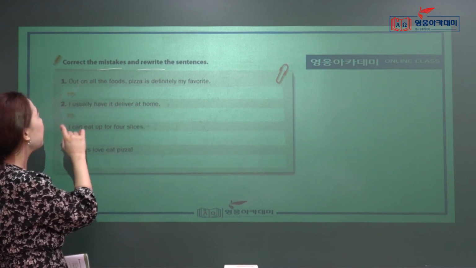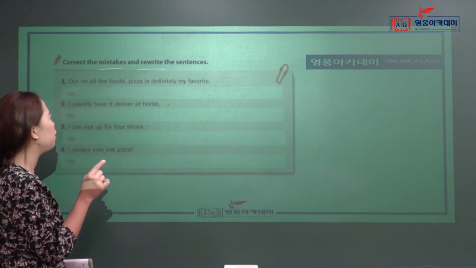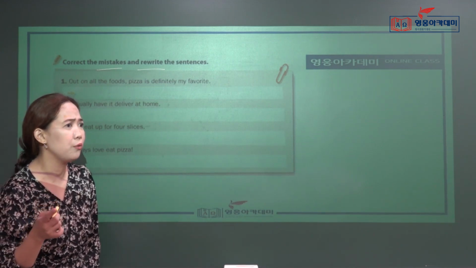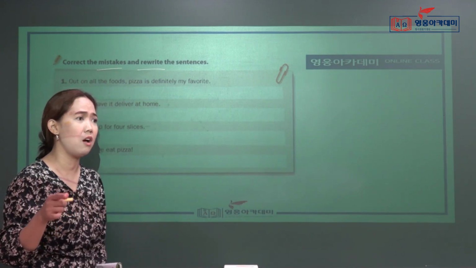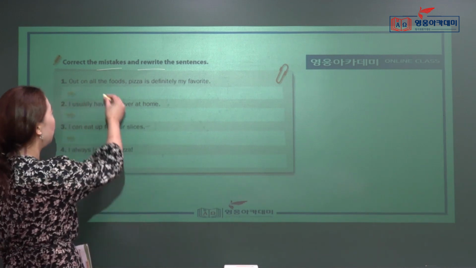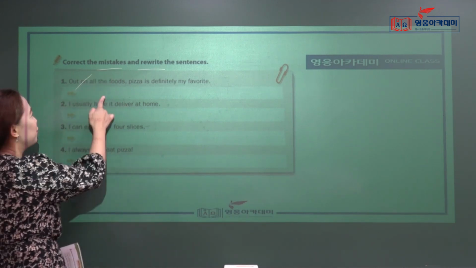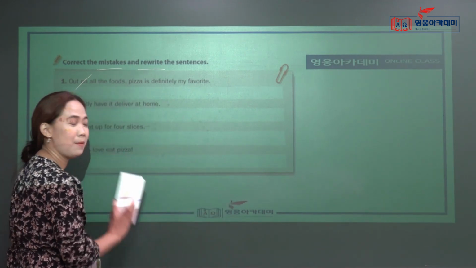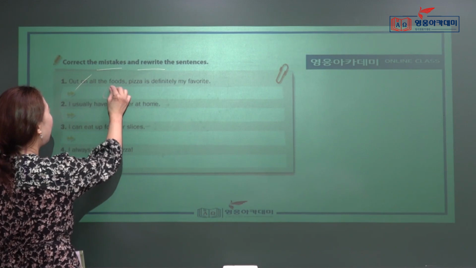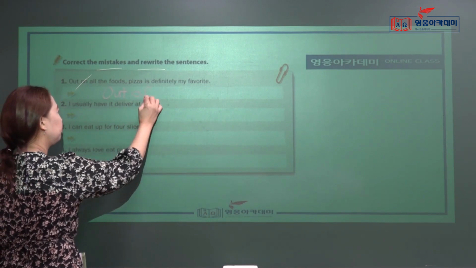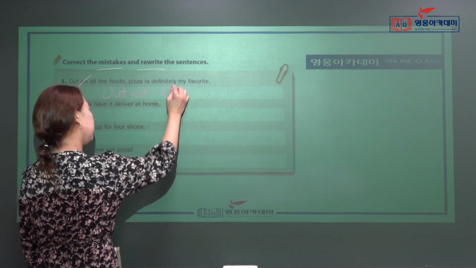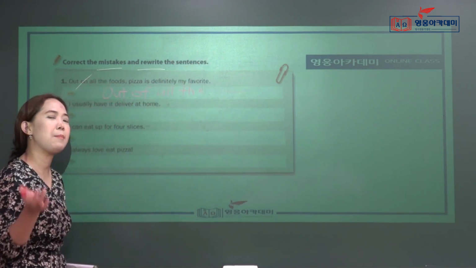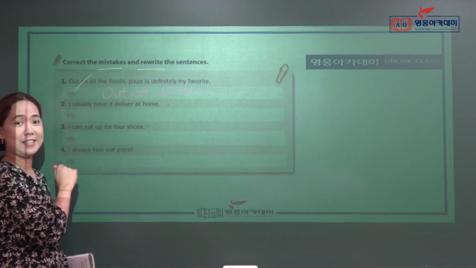For example, out on all the foods, pizza is definitely my favorite. Out on all the foods. Is that what we learned? Out on. Definitely not. So this is wrong. So you have to write here out of. Wait, I think I'm going to use a red chalk. Out of all the foods. Okay. Pizza is definitely my favorite, okay? Right here, the correct sentence.